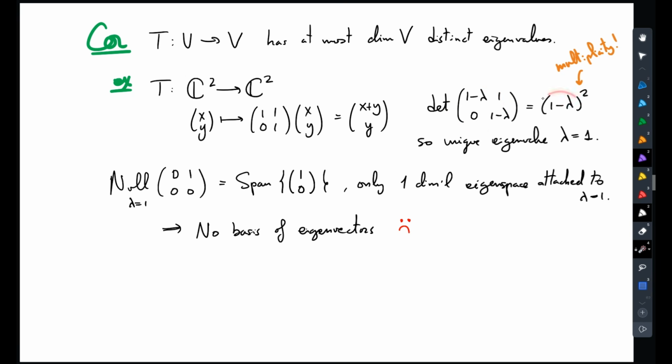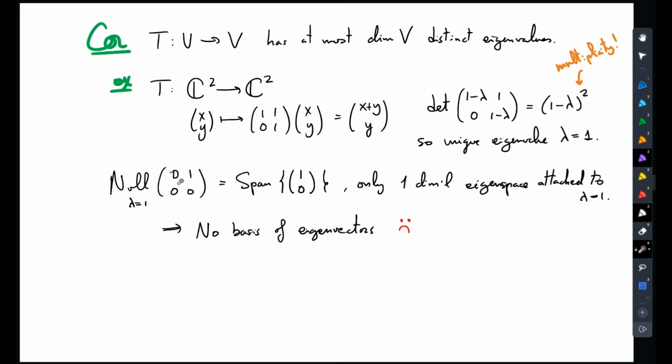And this has determinant 1 minus lambda squared. So there is a unique eigenvalue, which is lambda equals 1. So there is only one eigenvalue. So now, are there more eigenvectors? Are there eigenvectors for this eigenvalue that are linearly independent?